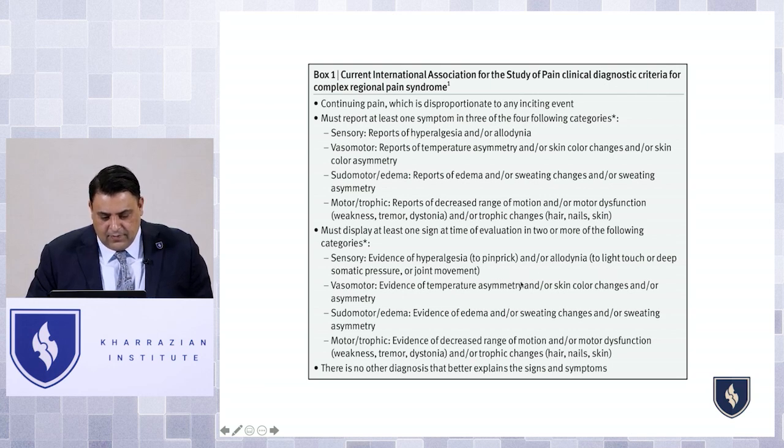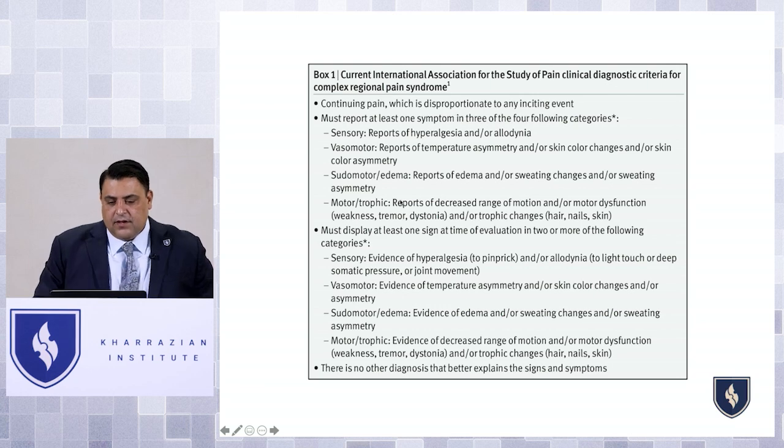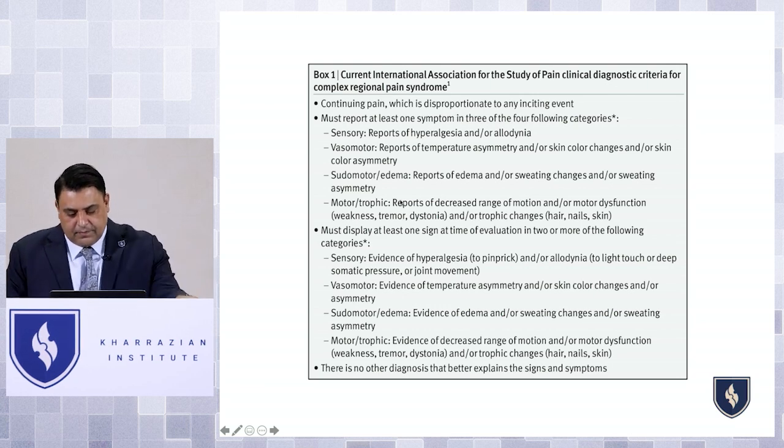So we showed you examples of that. Evidence of temperature asymmetry. You can take a surface thermometer and just check one side or the other. And then pseudomotor edema asymmetry, and then decreased range of motion. There's no other diagnosis that better explains the signs and symptoms, right? So 2 or more of the following categories or one of the following, and also this disproportionate pain. Those are the diagnostic criteria.